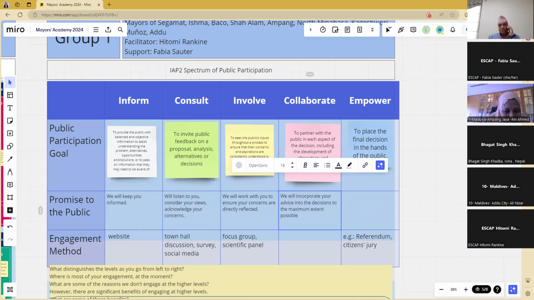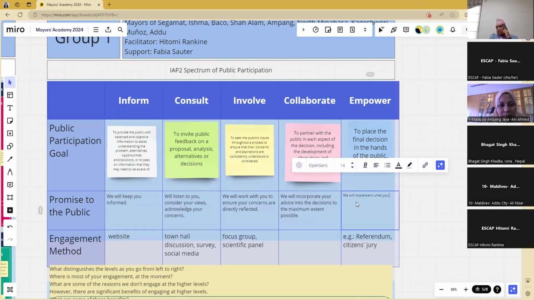Okay, and the last one is about empowerment, right? This promise is that we are going to do what you say you think we should do, right? We will follow your advice 100%, right? Okay, so that means that promise needs to be carefully framed, right? As I said, it's about building trust. The most powerful engagement builds trust, right? Engagement that you should not do is the engagement that destroys trust.